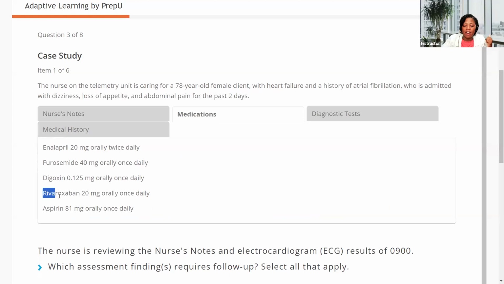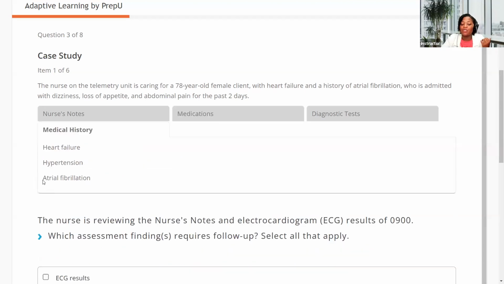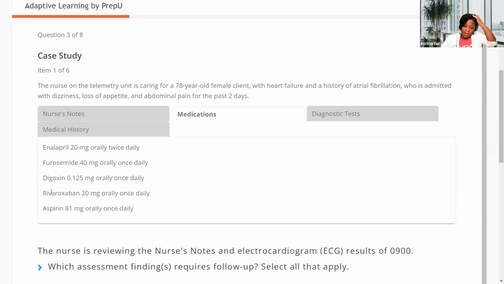Varoxaban is a blood thinner, and it is used to treat patients that may have clots, right? For DVT. DVT is nothing but a clot. This patient has atrial fibrillation, which puts them at risk for developing blood clots, which makes sense why they're getting that medication.